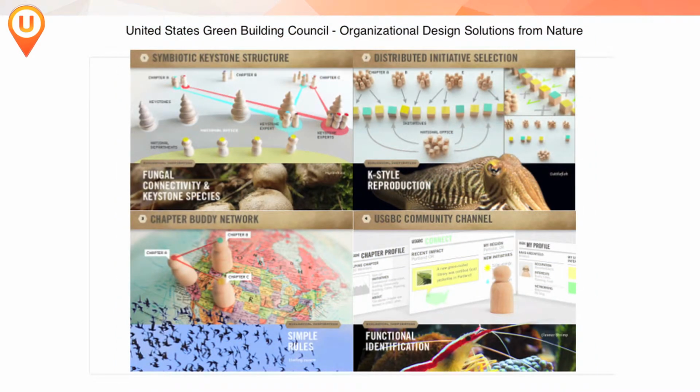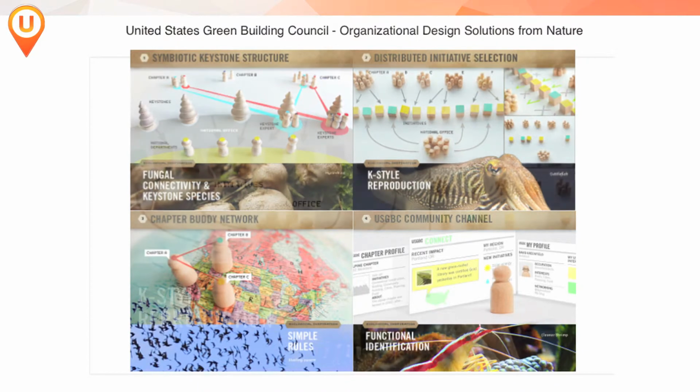The second challenge that the USGBC brought to this forum was to look at the way that selected common initiatives could work. Up until then, they'd been following a top-down mandate from a national group, and there wasn't much input from the local chapter levels. That was creating quite a lot of friction in the organization between the local chapters and the national group. So how could they evolve their selection of shared initiatives across the organization?